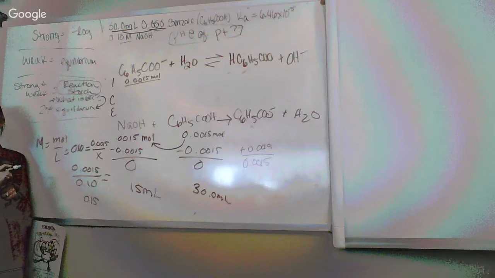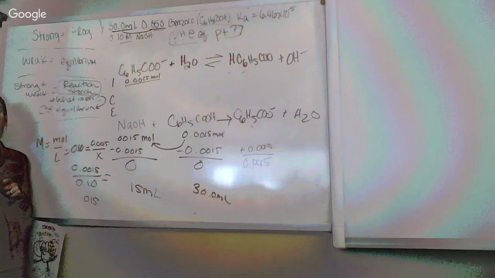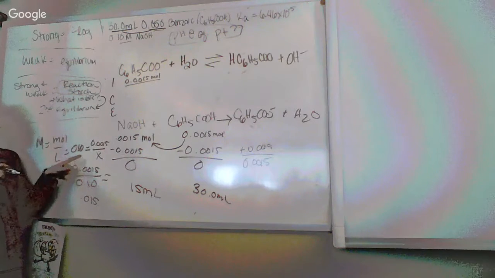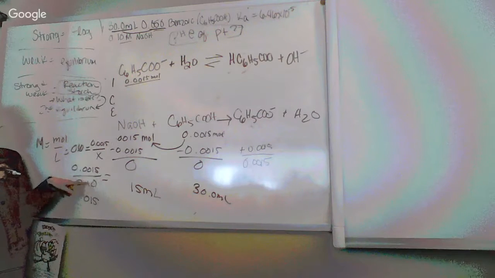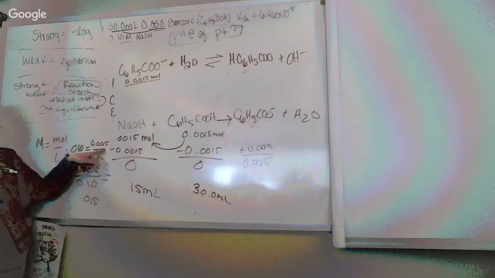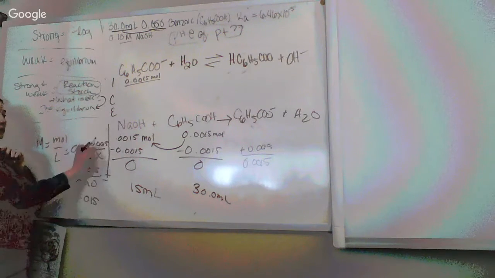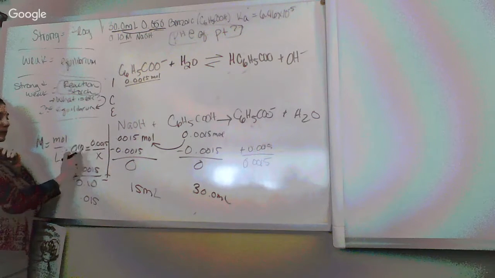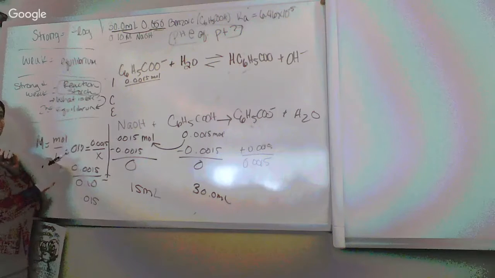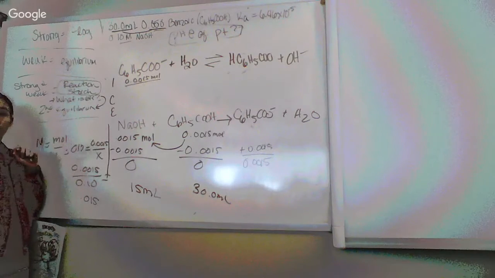Yes? Everybody follow what's happening? Tell me if I've lost you. Is that 0.1 over x? 0.0015 divided by 0.1, this one? Yeah, 0.0015 over x, because that's my number of moles equal to my molarity. You can move up here.